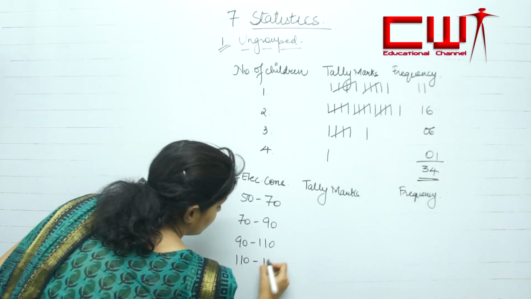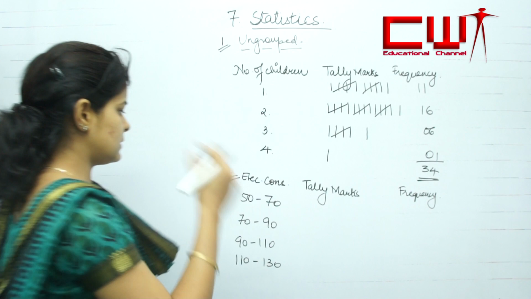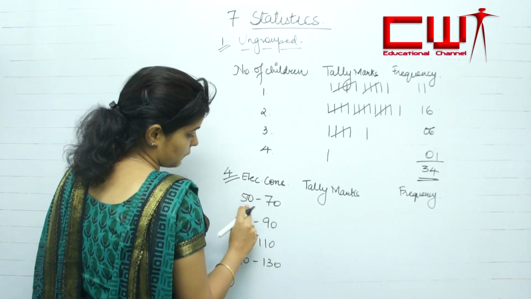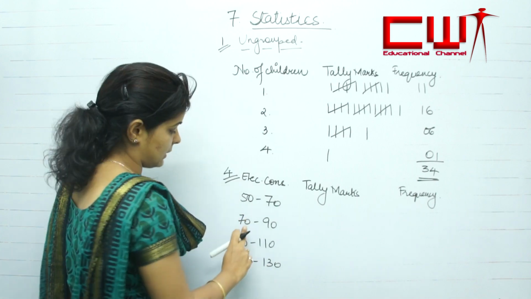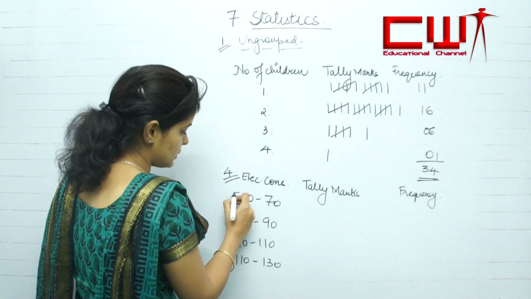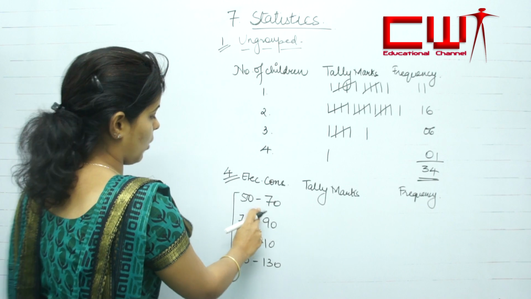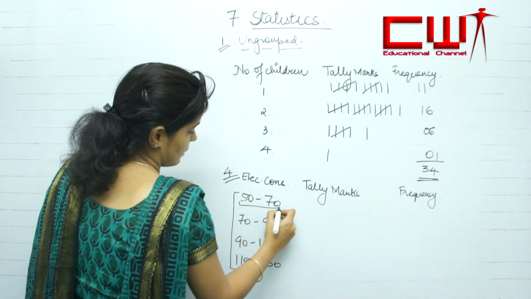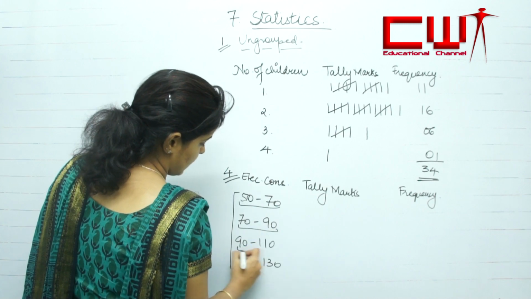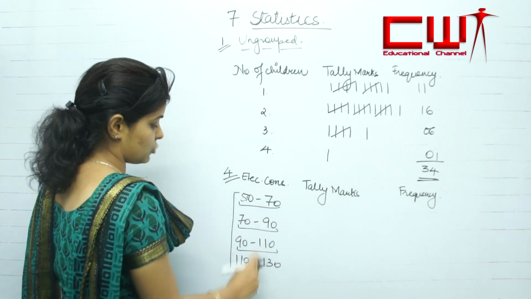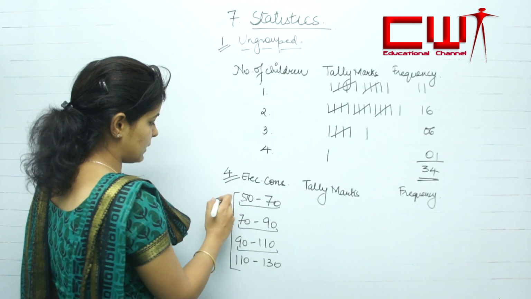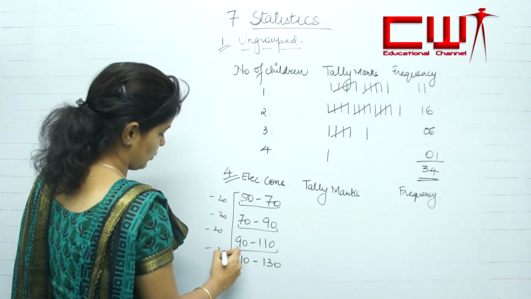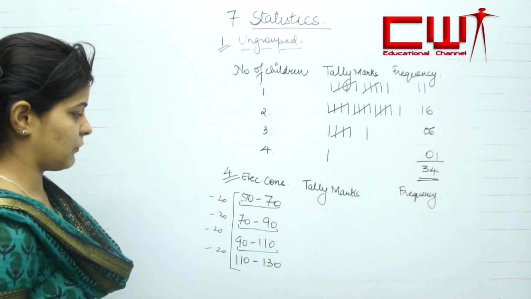See, I will tell you how you do it. This is a group of 20, 50 to 70. 50 to 70 means a difference of 20, 70 to 90, 20. So this is all the same. This is known as a class. Right? So all the classes should have the same difference. That is a difference of 20. All are having a difference of 20.